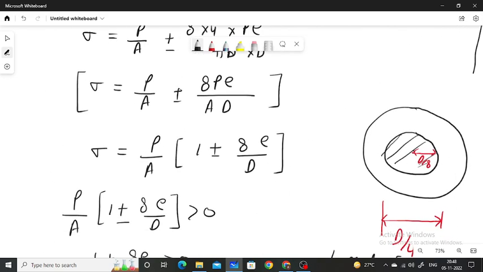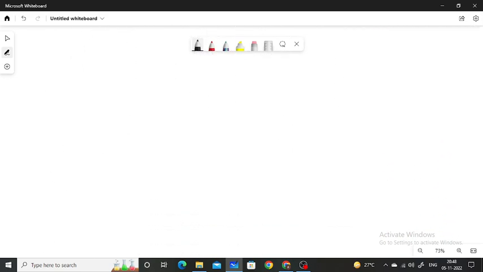So the failure in a short column occurs due to the crushing load only. We can easily determine the magnitude of the stresses induced in the cross section of the columns, which is developed due to the direct stress as well as the bending stresses.